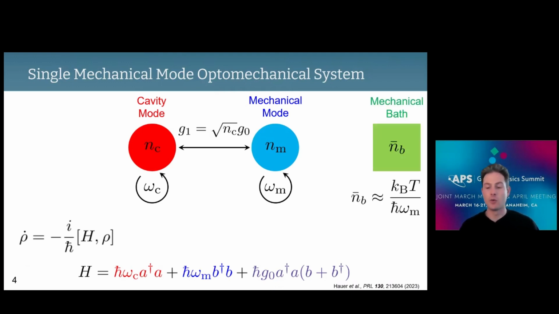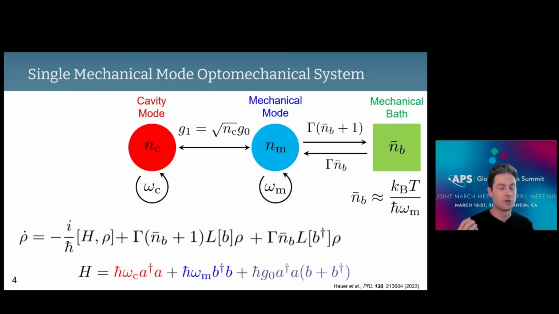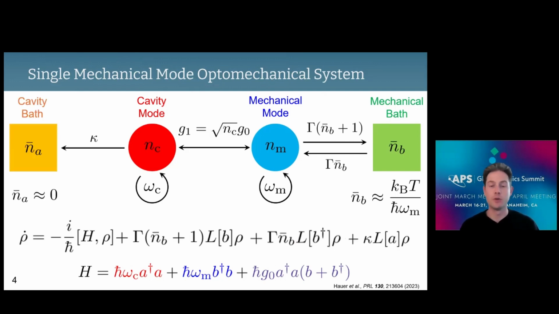Since we have a real system, the mechanical mode is going to have its subsequent mechanical bath representing the environment, of which the mechanical mode can either lose phonons to the environment or gain phonons from the environment. You can see this represented by the rate gamma in the master equation, and the loss of phonons with the annihilation operator b, or the gaining of these phonons through the creation operator. Then the cavity mode can also lose photons to its environment at the rate kappa. And this is what realizes our single mechanical mode optomechanical system.